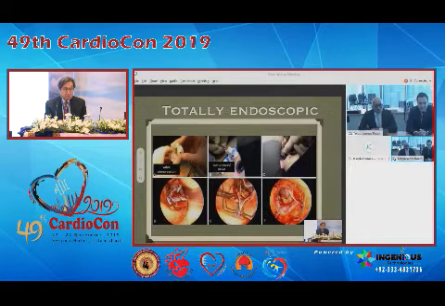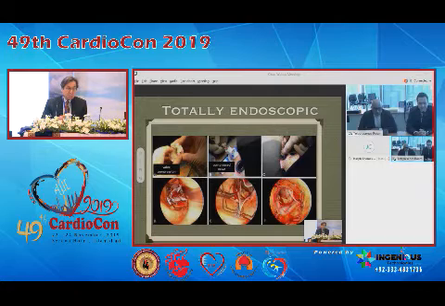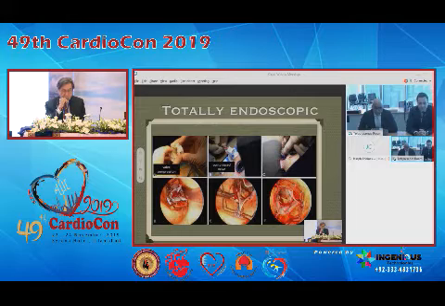One evolution, of course, has been the totally endoscopic aortic valve replacement. And if you take a look at the published timelines, you'll see that for every endoscopic aortic valve replacement, we could essentially do 3 to 4 TAVRs in a hybrid room.